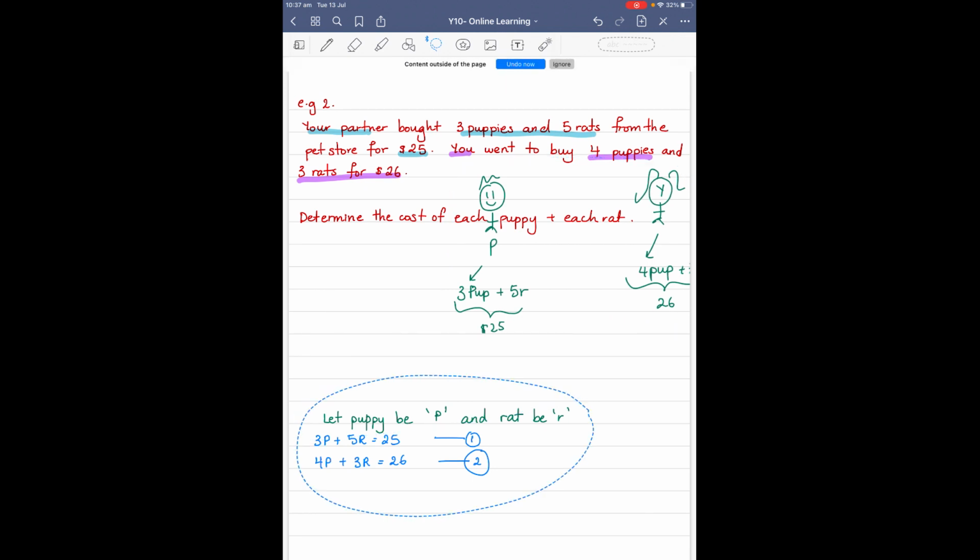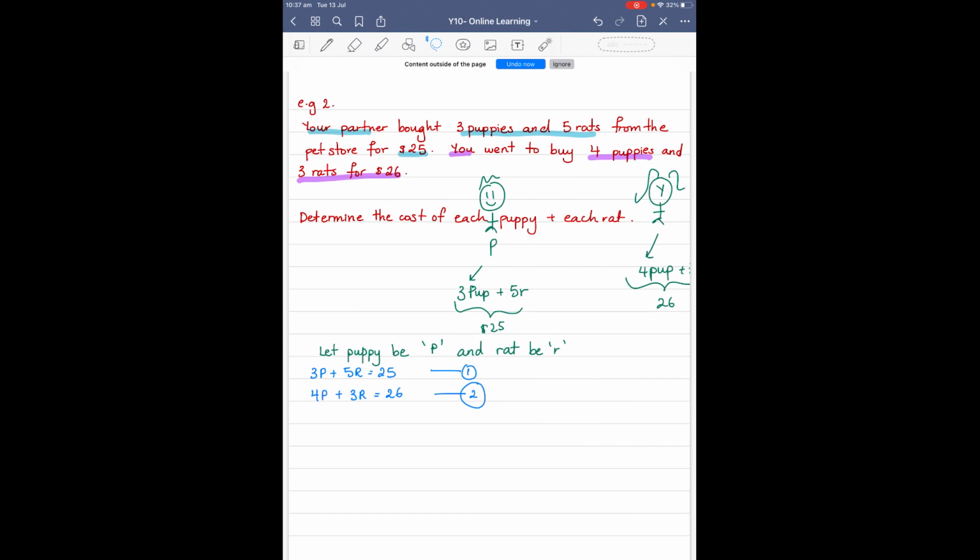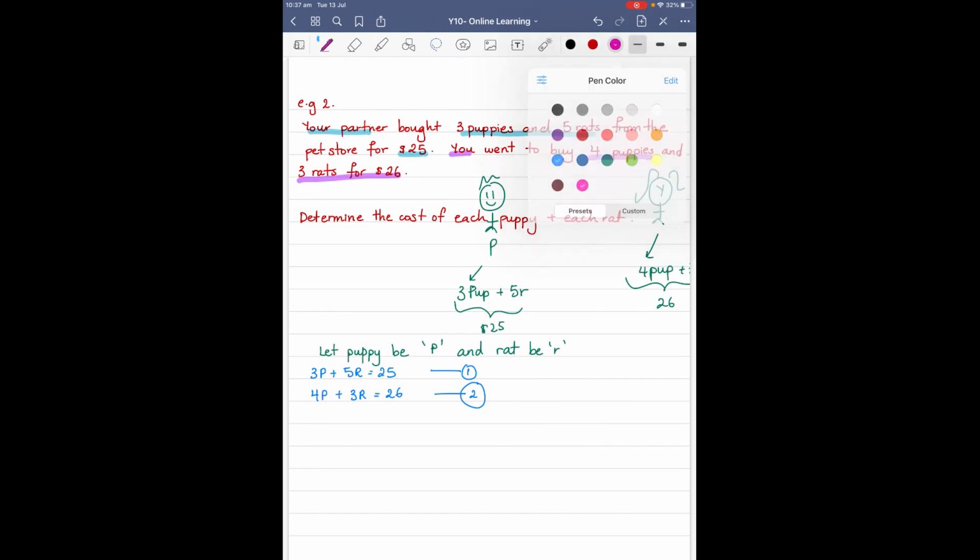Now, to work out our simultaneous equations, it's a little bit hard to substitute because we can't really make any of these the subject without making it an ugly fraction. You want to avoid the ugly fraction, so we're going to go with the elimination method for this one. For the elimination method, you need either these numbers to be the same, or these numbers to be the same. So I'm going to make the p's the same.